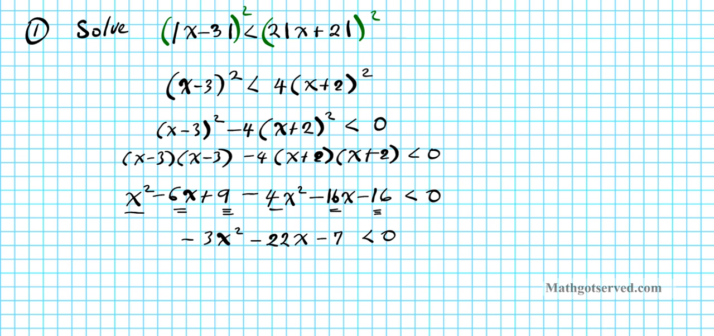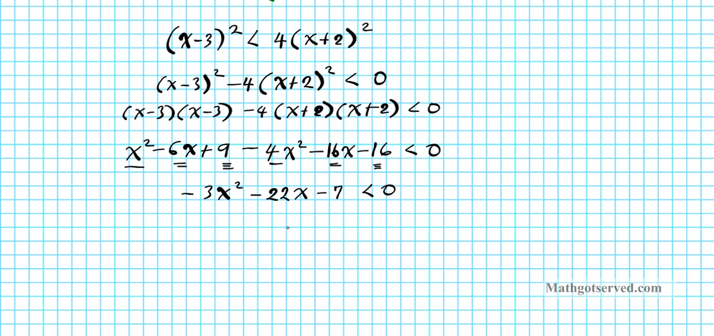Okay? All right, this minus here is annoying. How about I multiply the entire inequality by negative 1? If I multiply the entire inequality by negative 1, that's going to invert the inequality sign. So I'm going to have 3x squared plus 22x plus 7. Remember, anytime you multiply an inequality by a negative, the inequality reverses direction. So since it's less than here, it's going to become greater than 0.